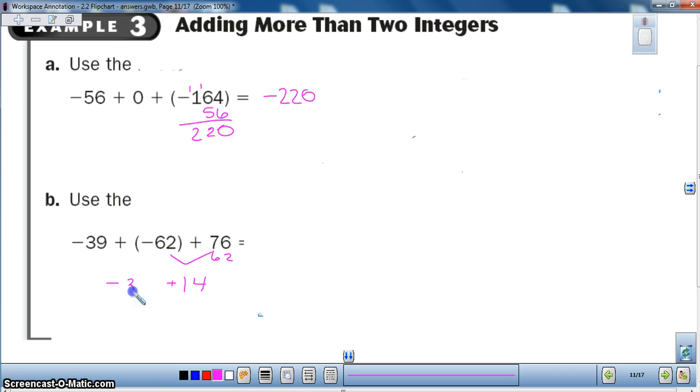Now I have negative 39 and 14. In my head, I'm thinking negative 39 has to give me 39 minus 14. Well, 39 minus 14 gives me 25, and my answer in this case would be a negative 25. Why negative? Negative 39 was larger.